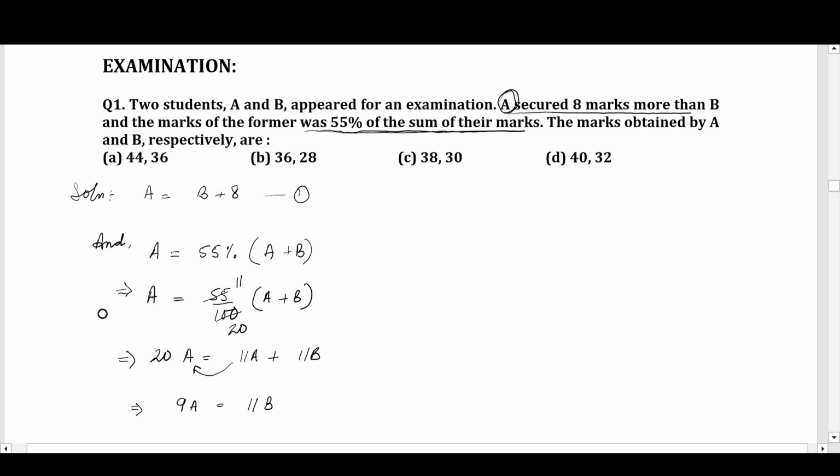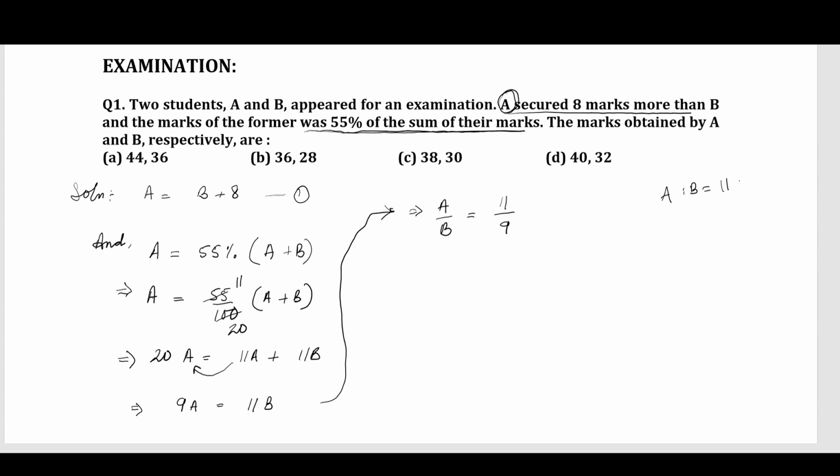So A by B is equal to 11 by 9. A by B is equal to 11 by 9, which means A is to B is 11 is to 9.